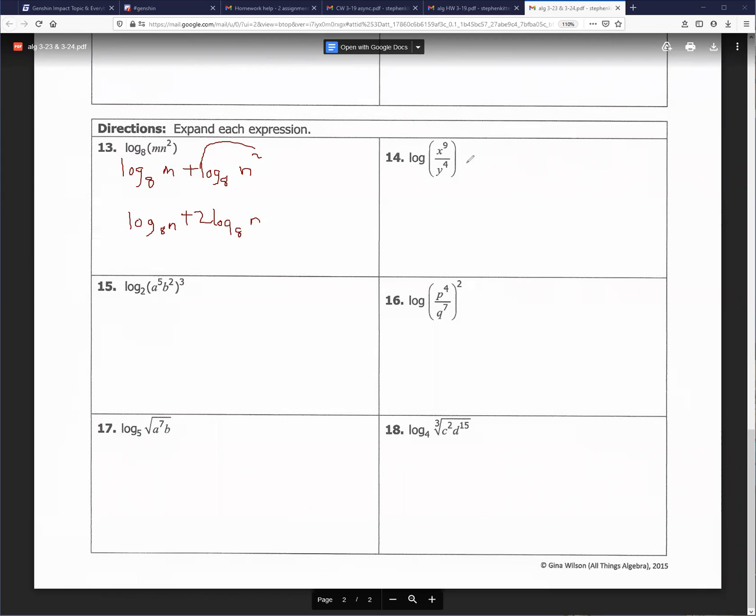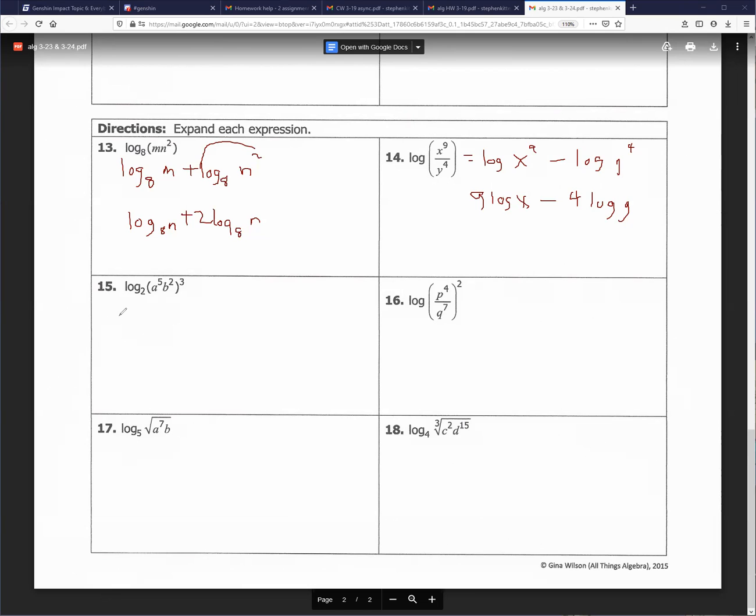14, it's a division, so we're going to write it as log, just common log. They didn't put a base, minus log of y to the fourth. And then we're going to bring our powers outside. So 9 log x minus 4 log y. And yes, there are times when you do need to do this and go in the other direction. Just like sometimes you factor and sometimes you multiply out when you're doing algebra stuff.